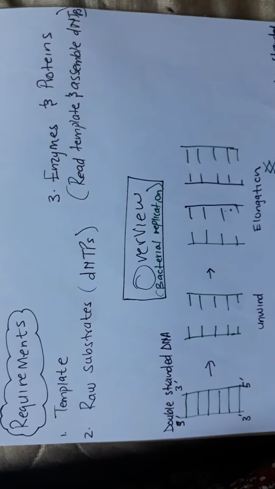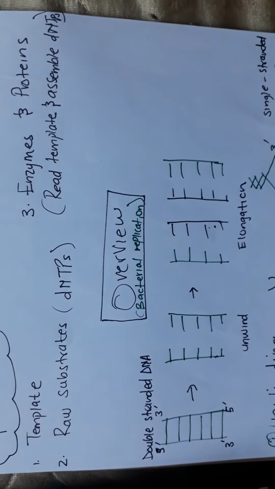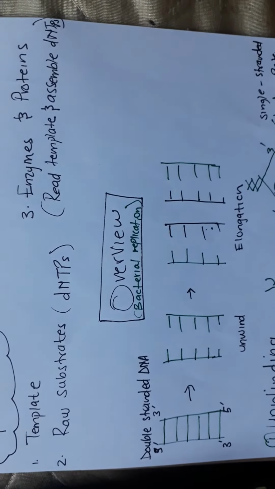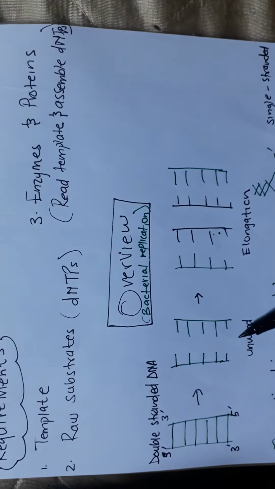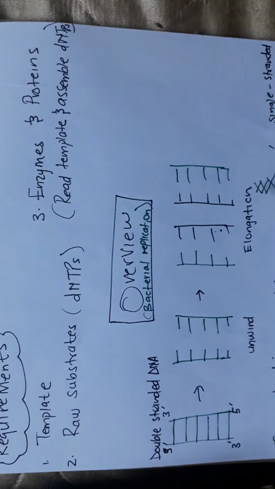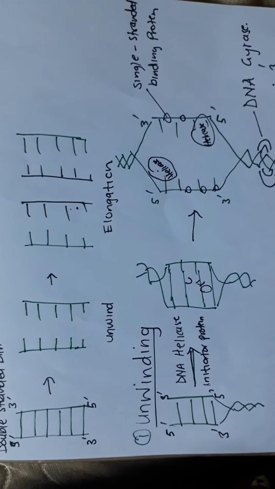Okay, so let's firstly start with an overview using bacterial replication as an example. So we have the double-stranded DNA, which then unwinds, followed by elongation. Okay, so let's explain further the process of unwinding.